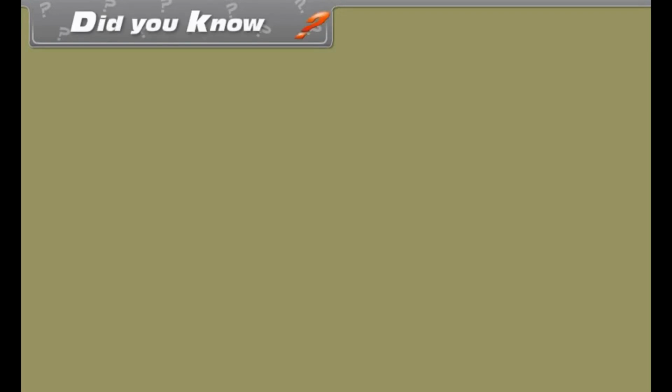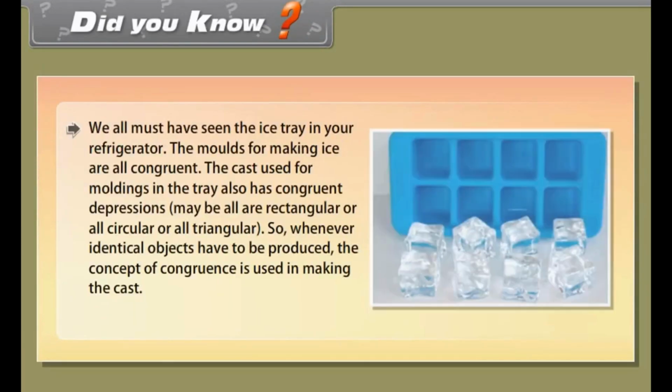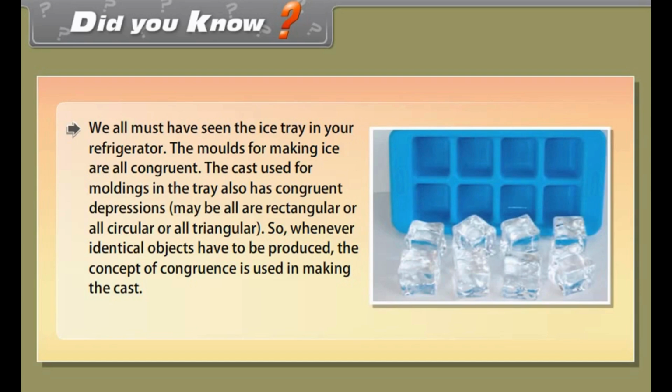Did you know? We all must have seen the ice tray in our refrigerator. Observe that the molds for making ice are all congruent. The cast used for molding in the tray also has congruent depressions. Maybe all are rectangular, or all circular, or all triangular. So, whenever identical objects have to be produced, the concept of congruence is used in making the cast.